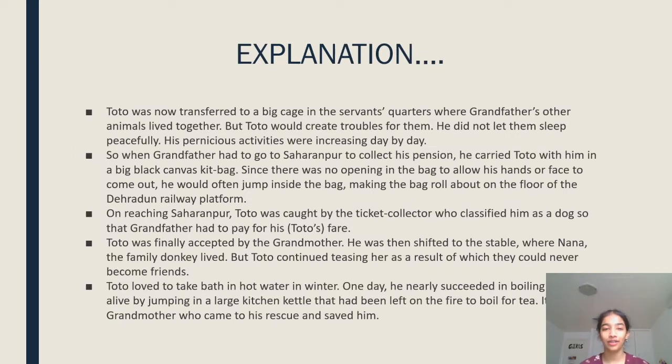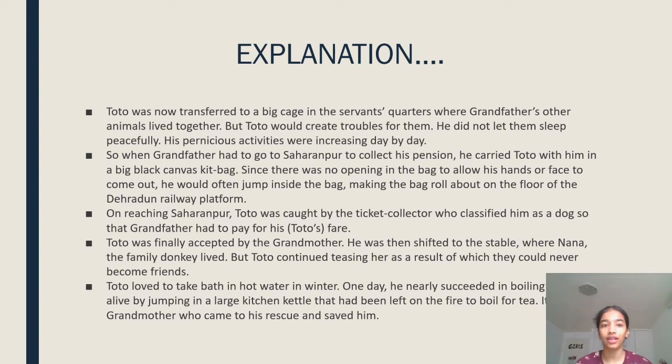Okay, so for this slide, whatever I wanted to explain is pretty much written on the slide, so I'm just going to read it out. Because Toto was causing so many troubles, where in his earlier residence he tore apart the narrator's wallpaper, he was now transferred to a big cage in the servants' quarters where grandfather's other animals were kept. However, here also he started creating problems because he wouldn't let any of them sleep, and his pernicious and naughty activities were increasing day by day.